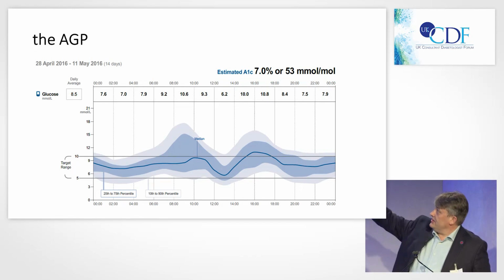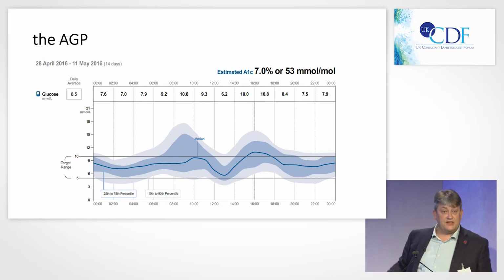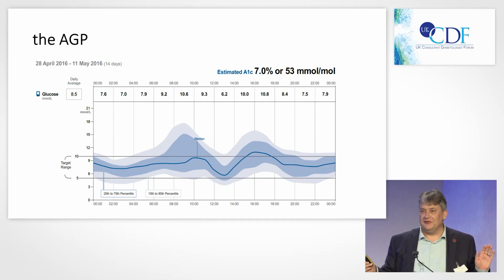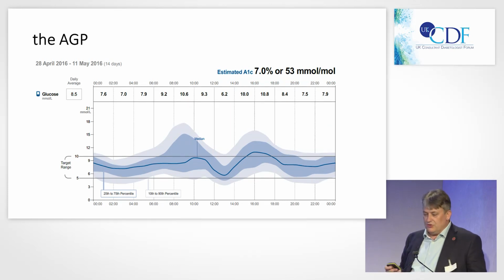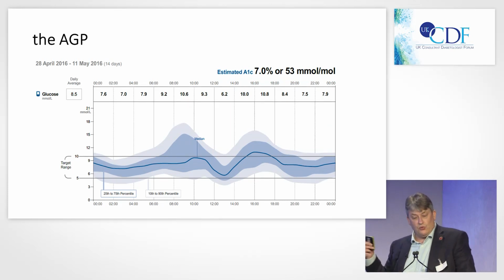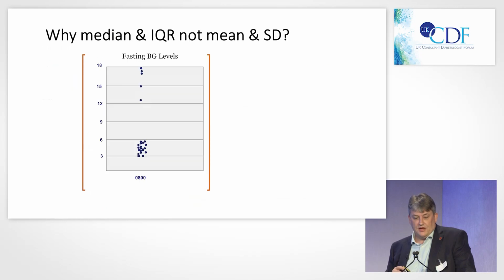His A1C, as you can see, is indeed 7%. But is this, for somebody with cardiovascular risk, an optimized profile? We don't know. We haven't got the evidence base to say that absolutely. But I would suggest that maybe it's not. And so what I want to do is to look in a little bit more detail at what we can see on this profile. Why does the profile look not at averages but at medians?